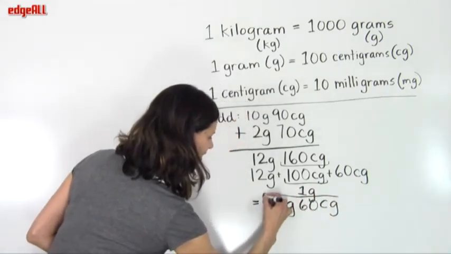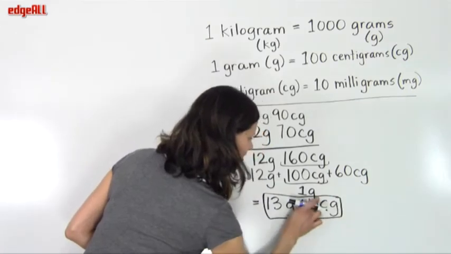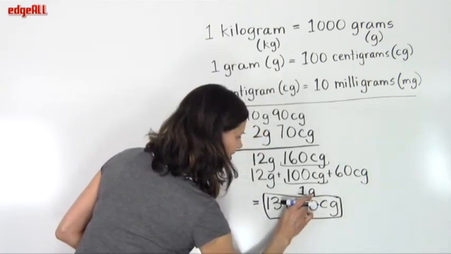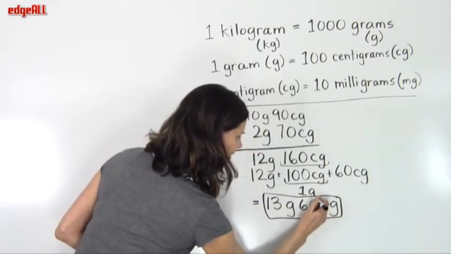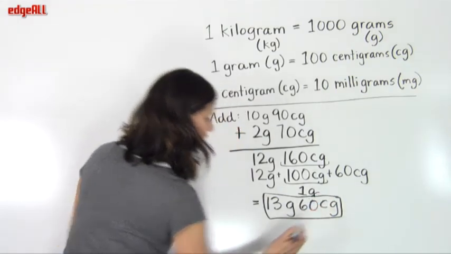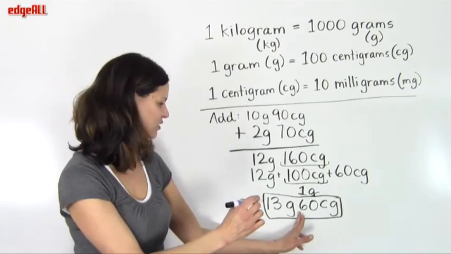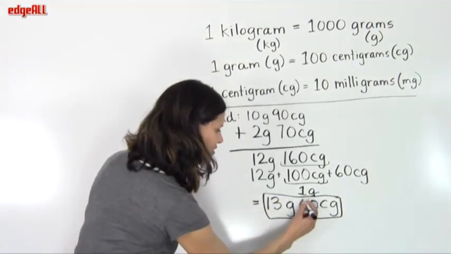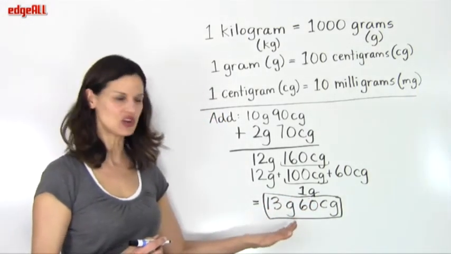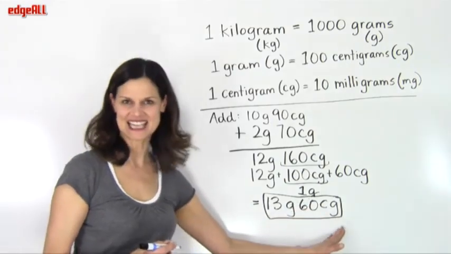And when I write my final answer like this, I don't need to put the plus sign in between. I've got my grams up here, and I don't need to put the plus sign in between my grams and centigrams. I can report my answer simply as 13 grams, 60 centigrams.